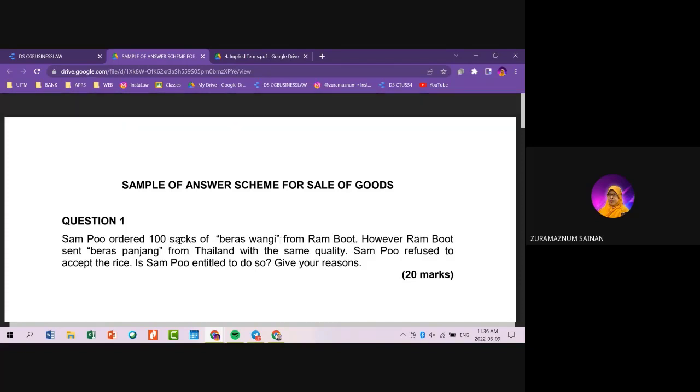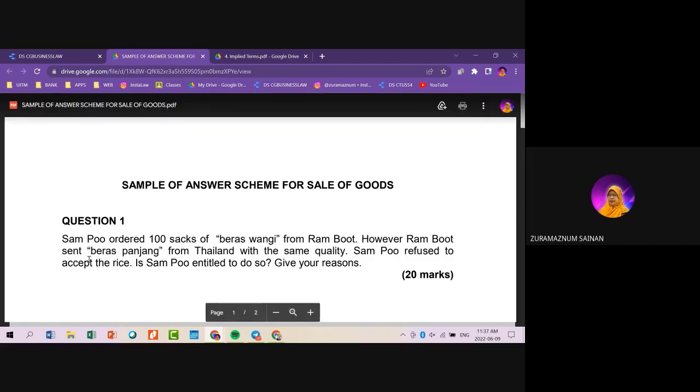Okay? Ada ke depan mata dia 100 sacks of beras wangi? Tak ada. Dia order 100 sacks of beras wangi. So meaning that the buyer here makes the purchase based on description. Dia describe, saya nak beras wangi. So maknanya law ni, bila you dapat soalan tu, you know the problem tu, nak solve the problem tu, you kena having a critical mind sikit lah. Critical and reasonable mind. Ni pasal apa ni? Dia nak beli apa ni? 100 sacks of beras wangi. Okay, so maknanya dia beras wangi. Fakta dia. Tapi Rambut send beras panjang.